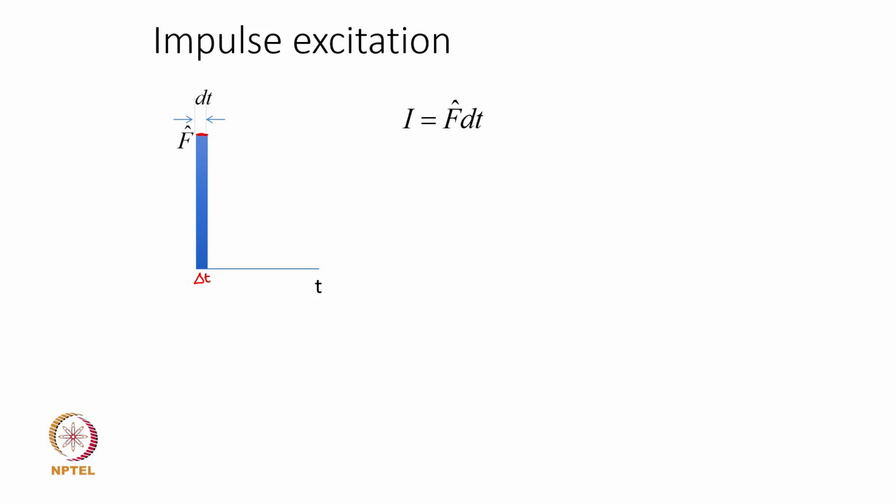Then what effect will this force and the impulse have on the mass? The impulse value, we all know, is given by f cap into dt, if this is the time duration for which it has occurred. So the impulse is equal to f cap dt, and we all know that this impulse will cause a change in the momentum.